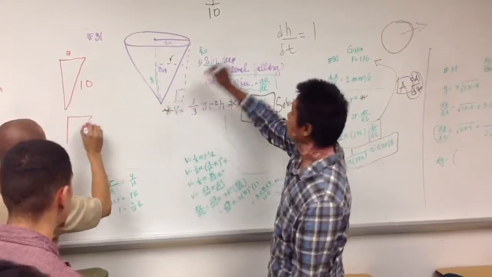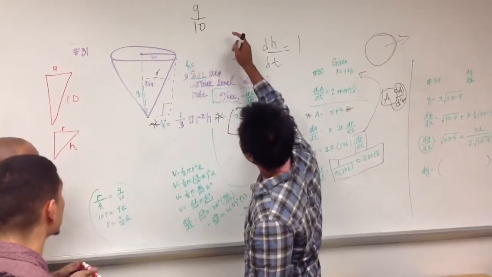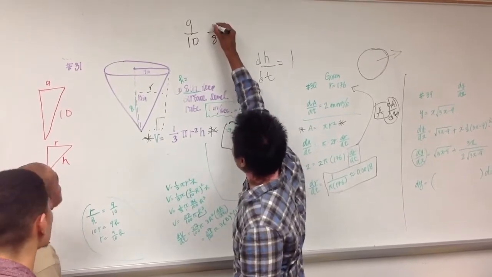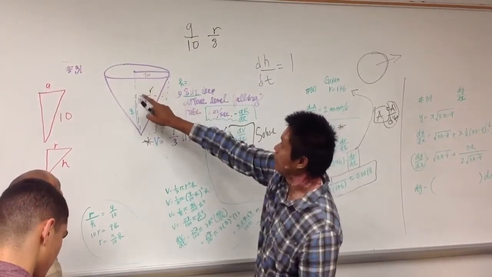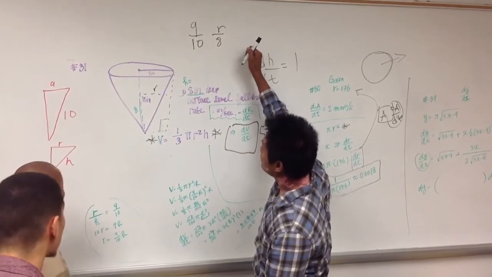But we're given 8. So we know that this is 8 with respect to r. You see it? Now it's all over h. 9 over 10 equals r over h.